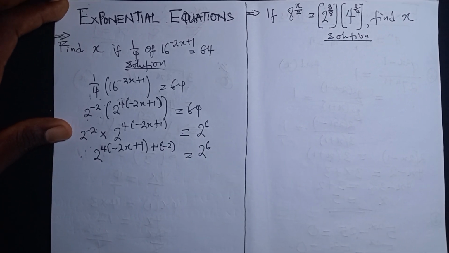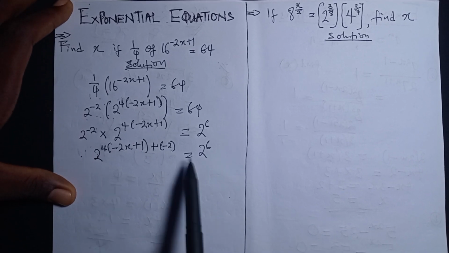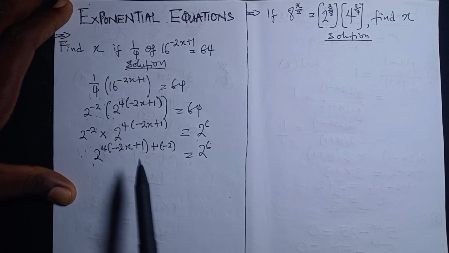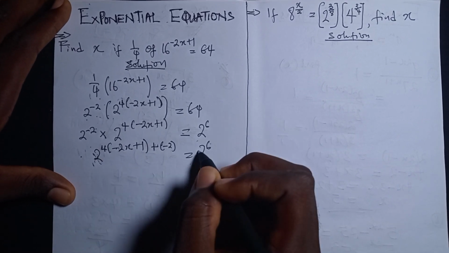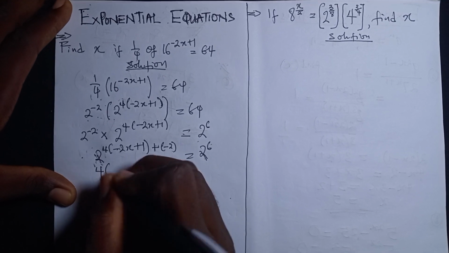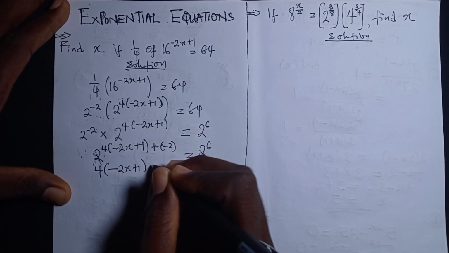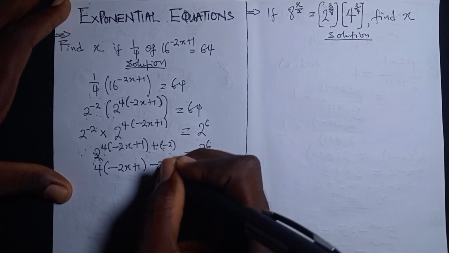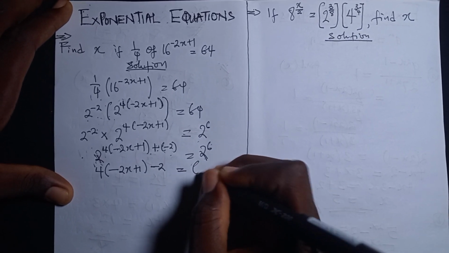Now, from the laws of exponentials, if the bases are equal, you equate the indices. So this base is equal, 2 is here, 2 is here. So you can cancel out these 2 and equate the indices. So we have 4 minus 2x plus 1 plus minus 2, which is minus 2, equal to 6.